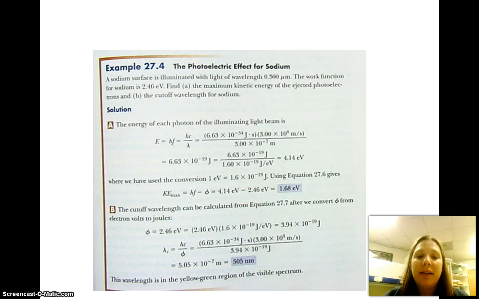Now, the second part of the question asks us the cutoff wavelength and how that can be calculated. In order to do the cutoff wavelength, it's important that we convert back to joules. We have our kinetic energy in joules. So the first step here shows taking the work function and putting the work function in joules. So the wavelength times the work function is equal to h times c, or h times c divided by the work function gives you the cutoff wavelength. So again, we just plug and chug our numbers. We have our Planck's constant, we have the speed of light, and then we divide.